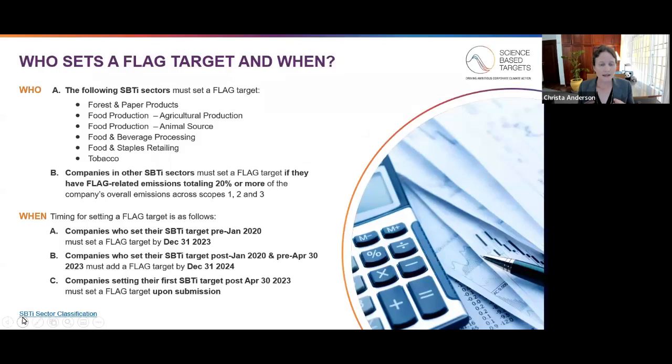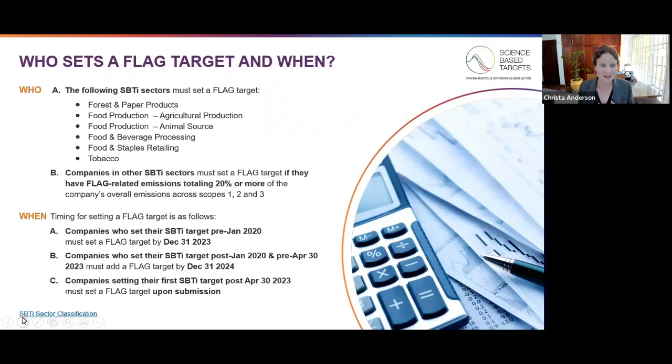The other criteria is that companies in other SBTi sectors must also set a FLAG target if they have FLAG-related emissions totaling 20% or more of the company's overall emissions across scopes 1, 2, and 3. So if you're in a required sector, or if you have 20% or more of your emissions coming from FLAG, those are the folks who need to set a FLAG target.